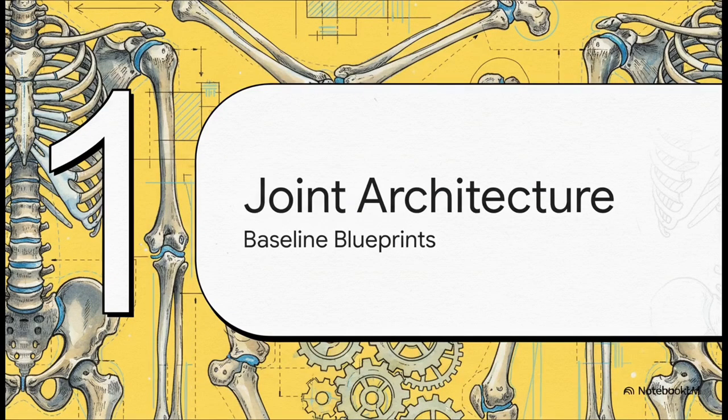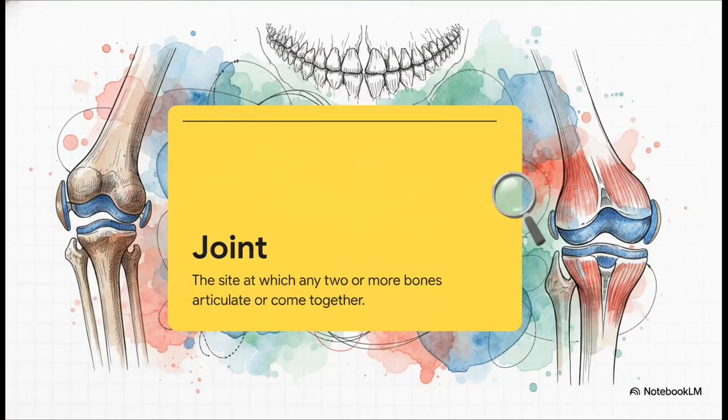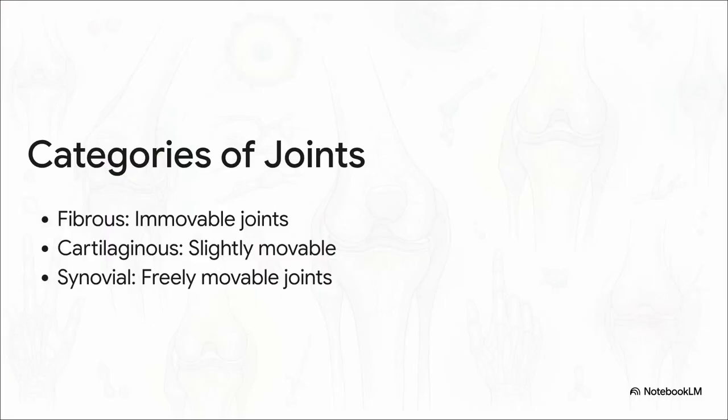Let's establish the baseline blueprint for how the human skeleton actually connects. At its core, a joint has a surprisingly simple definition. It's literally just the site where 2 or more bones articulate, or come together. That's it. But as we'll see, they definitely don't all swing freely. The amount of movement you get depends entirely on the joint's specific design. Basically, there are 3 main categories of joints, and they create this sort of hierarchy of mobility.